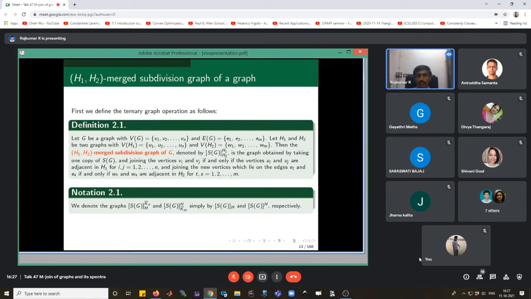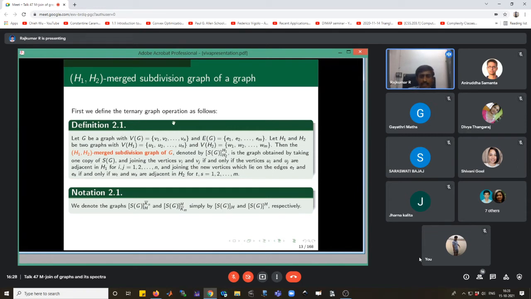First, we are going to introduce a special type of graph operation, which is known as the H1, H2 merged subdivision graph of a graph. And of course, we will show later that this graph is also a particular case of the M-join of graphs, and we derive the spectrum of this graph from the M-join spectrum of the M-join graphs.